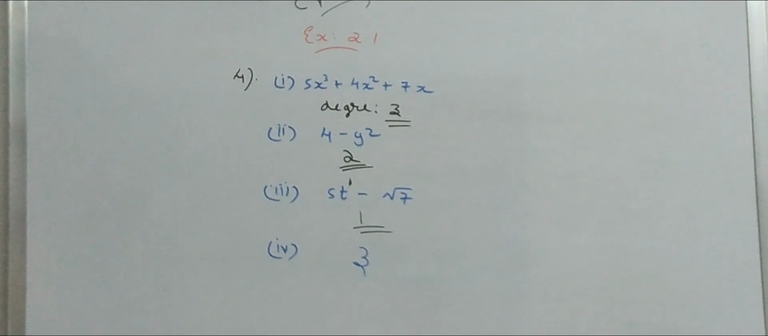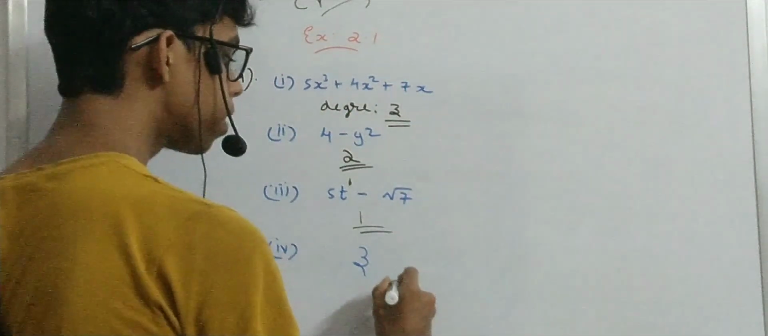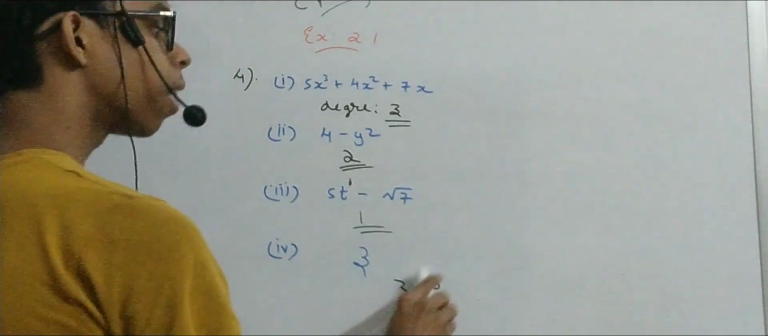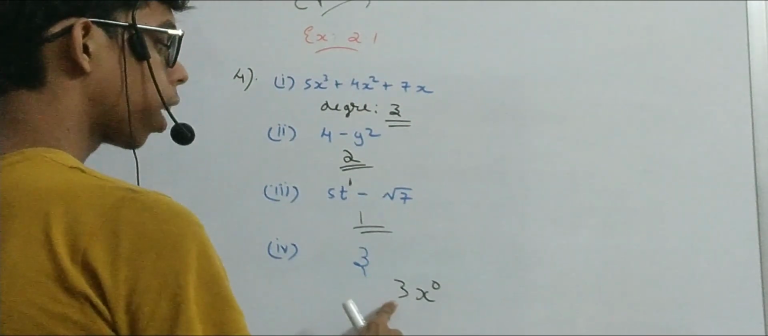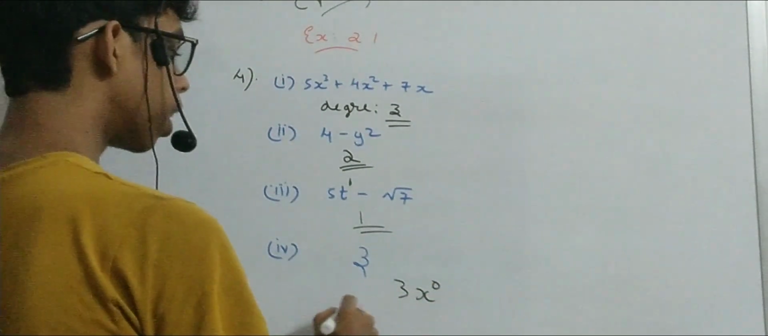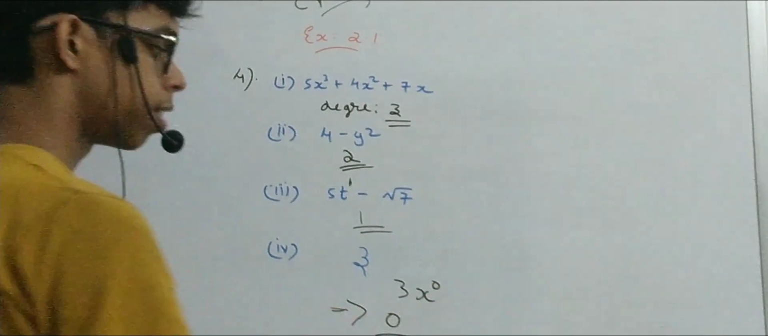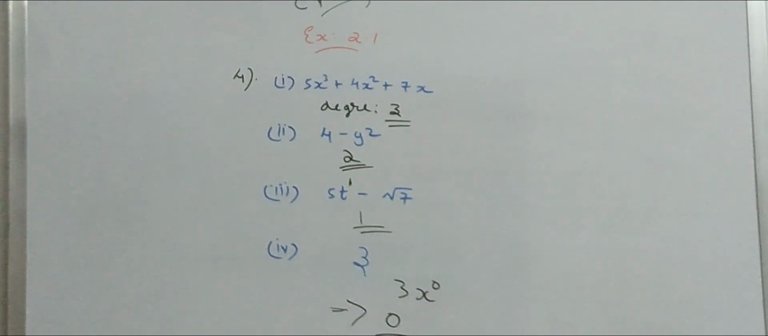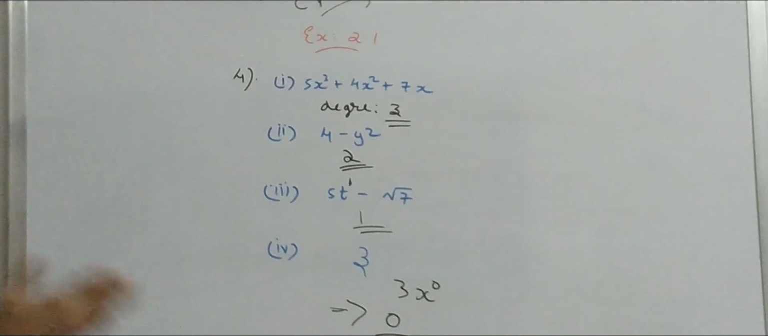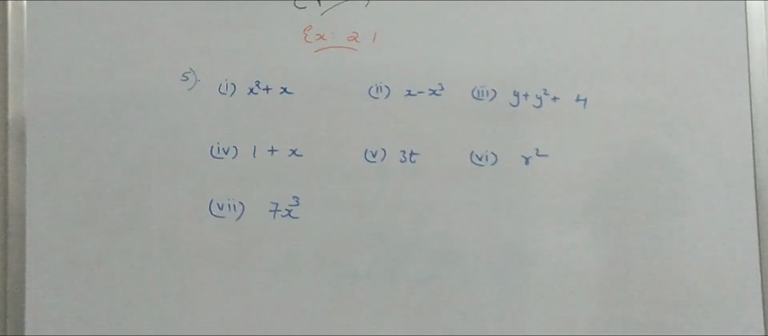Okay, and the last one, 3. We know 3 is a constant polynomial, and we can write 3 as 3x raised to 0, because we know any number raised to 0 is 1. So 3 into 1 is 3 itself. So here the degree of the polynomial will be what? 0. Okay, I hope it is clear to you. So whenever you are being asked to find the degree of the polynomial, always look at the highest power of the variable.